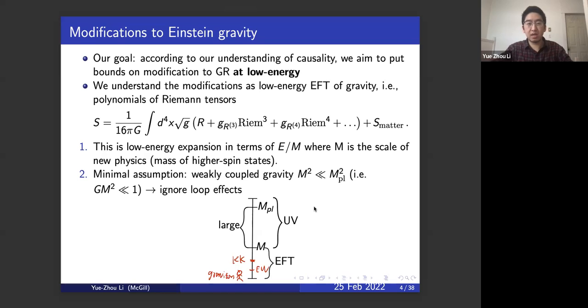So our goal is that, according to our understanding of causality, we aim to put bounds on modifications to general relativity at low energy. I believe there exist different understandings, but we understand the modifications of Einstein gravity as a low energy effective field theory of gravity. That means we consider the Einstein-Hilbert action plus a bunch of polynomials of Riemann tensors, just like this effective action here, and some matter fields, probably. This is a low energy expansion in terms of the energy over the mass M, where M is pretty heavy. This M is interpreted as the scale at which UV physics can appear, in other words, it represents the mass of higher spin states that are hidden from the low energy world.